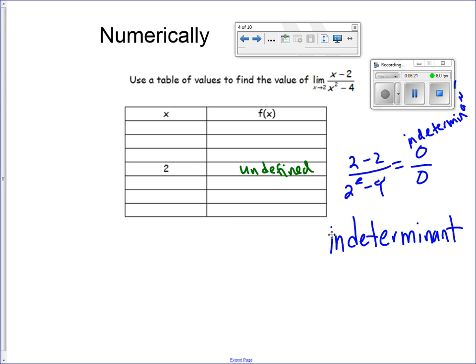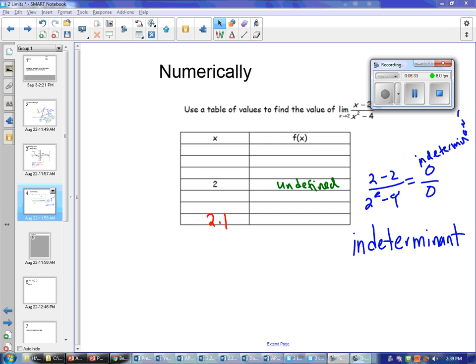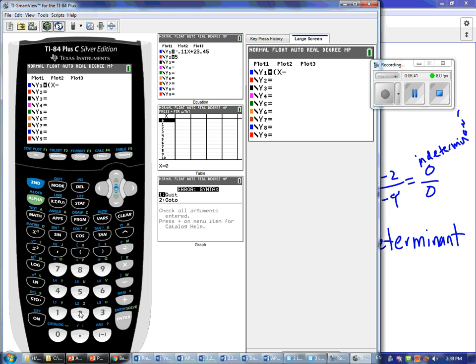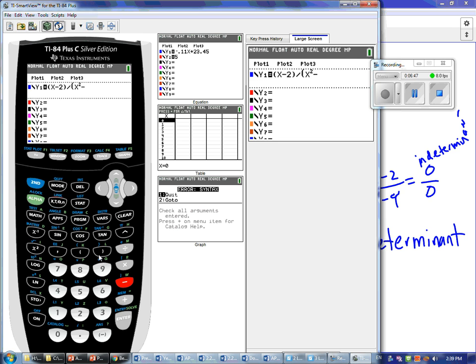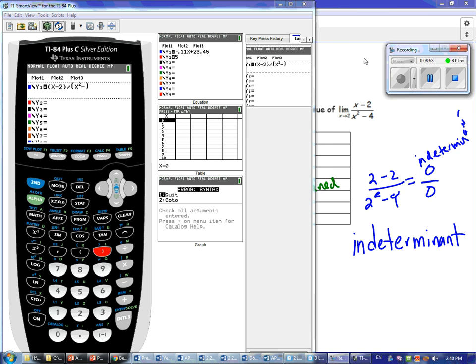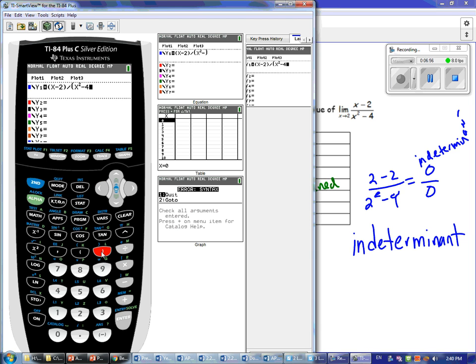So I'm actually going to go to the bottom of the table, and I'm going to figure out what this function equals when I plug in 2.1. And this is where I'm going to go to my calculator. So on my calculator, I'm going to go ahead and put the function in. My numerator is x minus 2, and my denominator is x squared minus 4. Just want to double check that I have that right. I dropped the 4. Okay, so I want to know what this thing equals when I input 2.1, because that's a little bit to the right of 2.